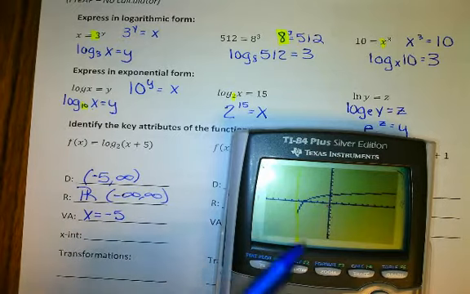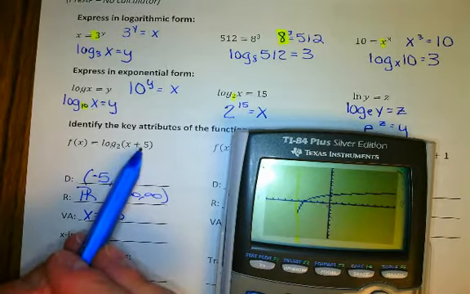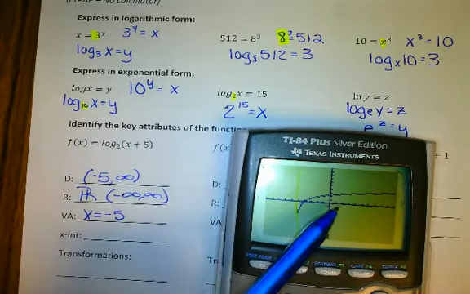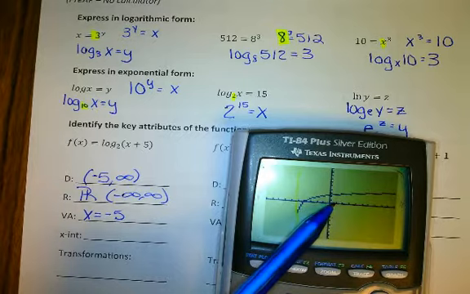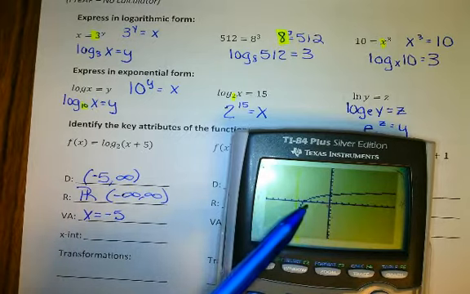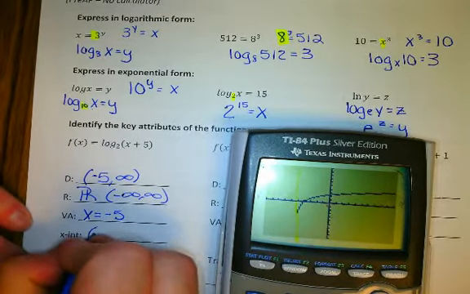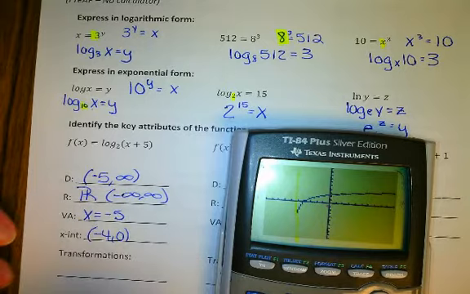Okay, for my x-intercept, it's crossing right here, and it moved over 4. Because remember, for the parent function, the asymptote is at 1, 0. So it moved over 5 to -4. And the only transformation that happened is it went left 5.